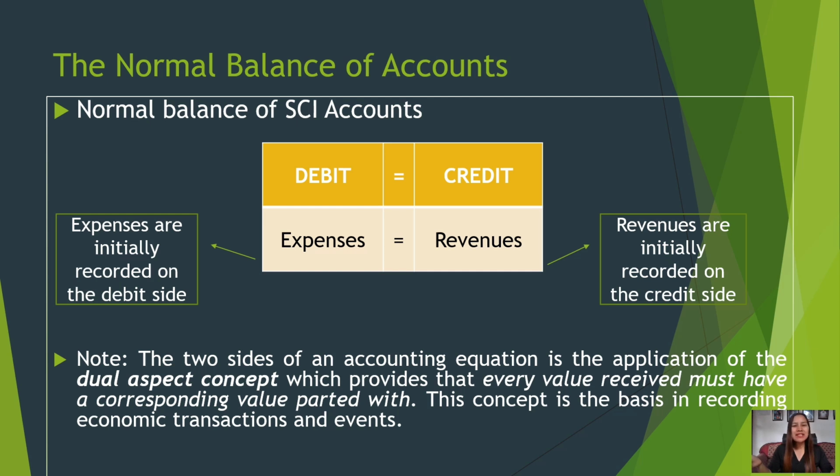To debit an expense means to increase an expense. To credit an expense is to decrease it. On the other hand, to credit a revenue is to increase income. Likewise, to debit it is to decrease it or its amount. So expenses are initially recorded on the debit side, and revenues are initially recorded on the credit side. So these are the normal balances of these SCI accounts: expenses, debit, revenues, credit.